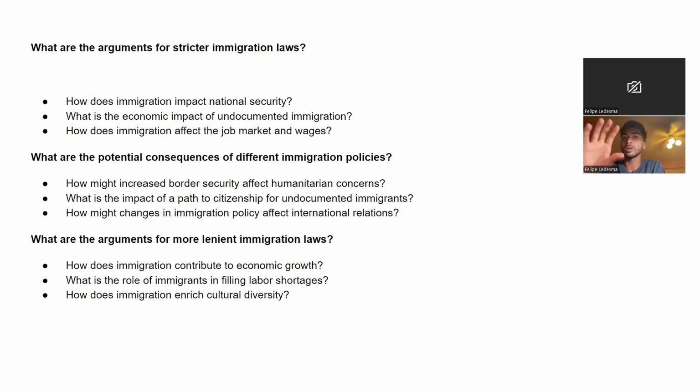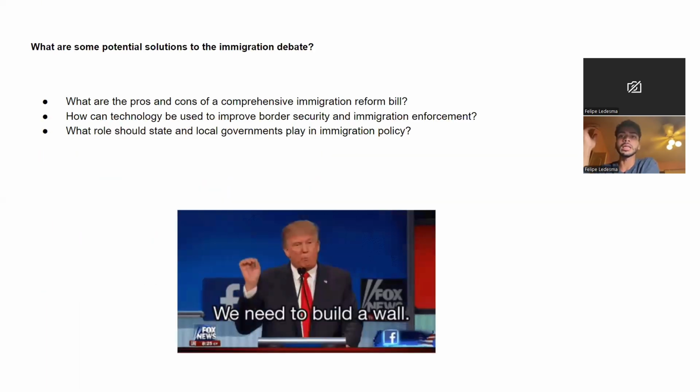As is listed here, I'm just going to read the top ones in bold, and then you can read the ones that are not highlighted. So what are the arguments for stricter immigration laws? What are the potential consequences of different immigration policies? And what are the arguments for more lenient immigration? And that's where the debate happens. This is where I, as a data scientist, am going to gather all this information, find the places, find the sources, and then make decisions. So what are some political solutions to the immigration debate? That will be the key question. That's the whole issue.